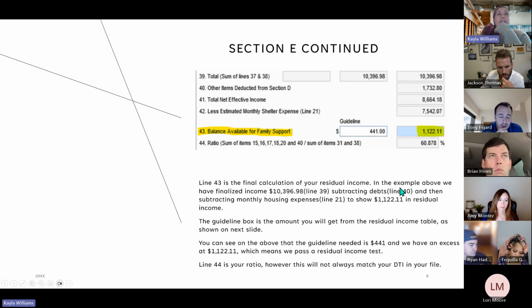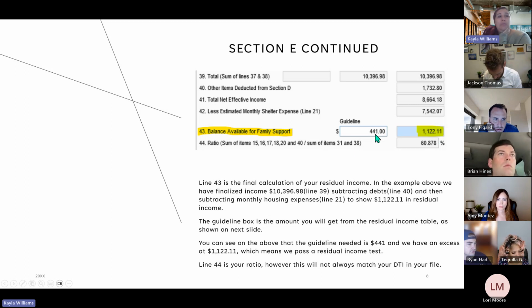They're going to take the sum. Basically, they're going to take your finalized income after your deductions of your taxes, subtracting the debts, which is line 40, and then subtracting the total monthly shelter expense, which is adding that section C that we did with the maintenance. And that's your total. Then it's going to give you a residual income. This guideline is from the residual income table, which is on the next slide for you.